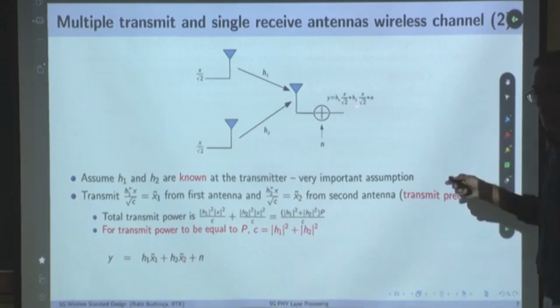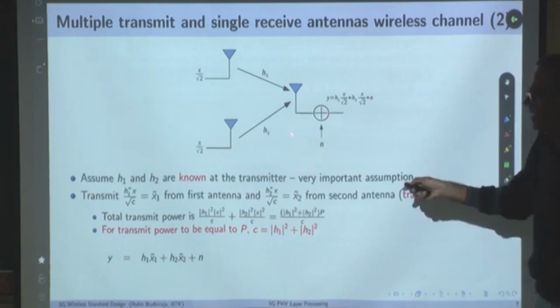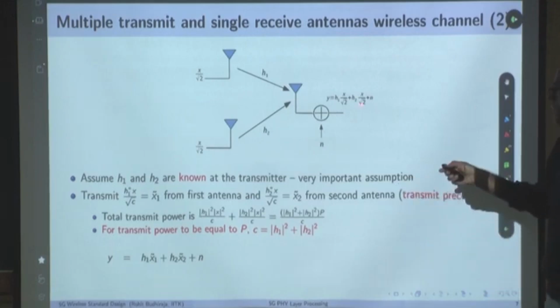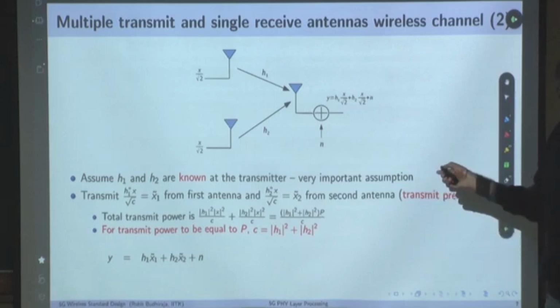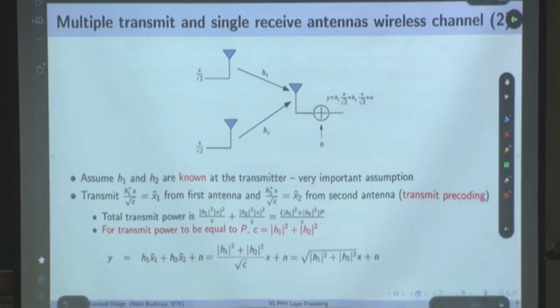There is no different noise, because there is only one receive antenna. Noise gets added only at the receiver front end, it does not get added on air. Students have this doubt, why not n1 plus n2? There is only one receiver front end, only one noise. So, you have to basically calculate the SNR.